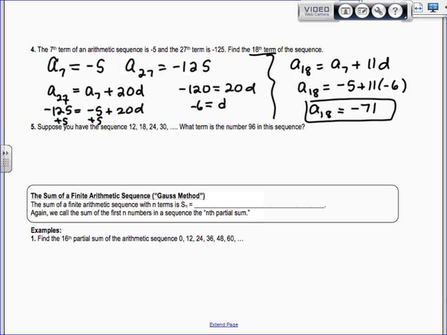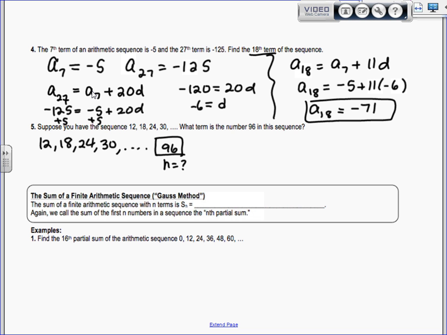Okay, so number 5. It says, suppose you have the sequence 12, 18, 24, 30. What term is the number 96 in the sequence? So it's saying we have this sequence and we want to know if we have 96, what n is equal to, what number it is in the sequence. You could probably do it on your fingers or whatever. It's really not that bad.